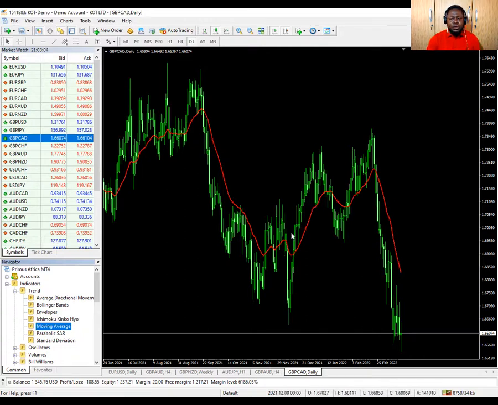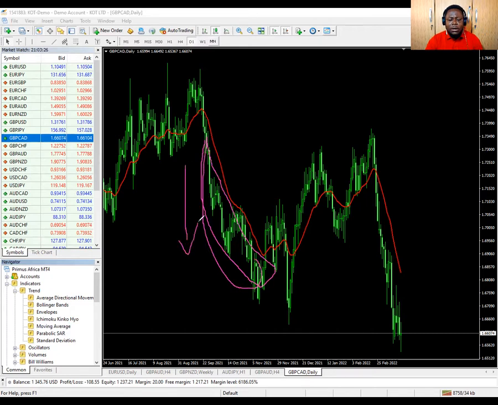Now, how do you use this moving average to determine trend? Listen carefully. You are going to be using it for trend, so you need to know how to use it. Whenever the candles are below the moving average, as in this case, it is said to be a downtrend. And whenever the candles are above the moving average, it is said to be an uptrend. Is that okay? It's so simple.